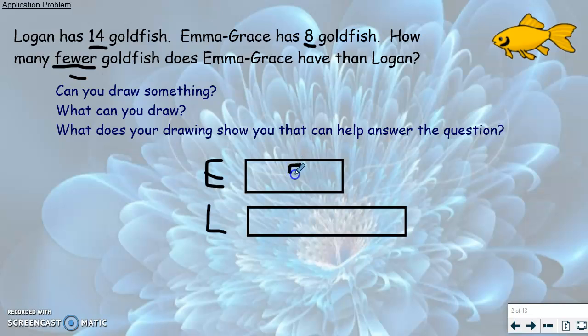Okay, so Emma, we said, has 8, so I'm going to go ahead and write the number 8 in there. And Logan has 14. So we know that he has at least 8. He has at least as much as Emma does. But then he also has some more over here. And all together we know that his equals 14. So what we're looking for is this missing number right here. How many more goldfish does Logan have, or how many less does Emma Grace have than Logan?